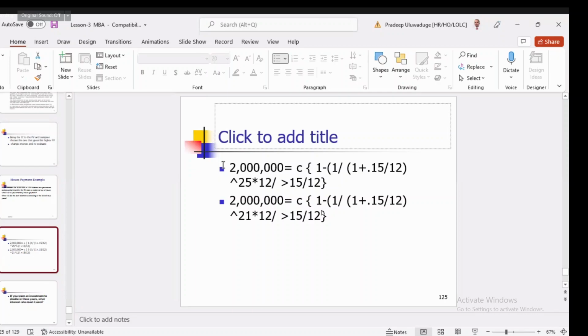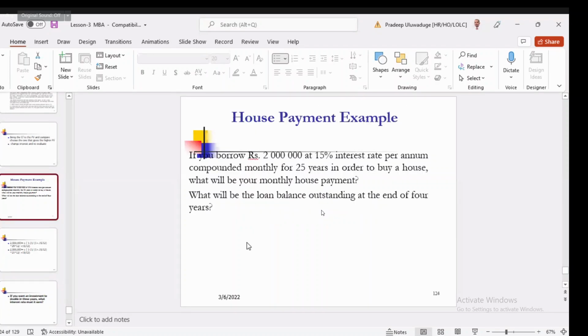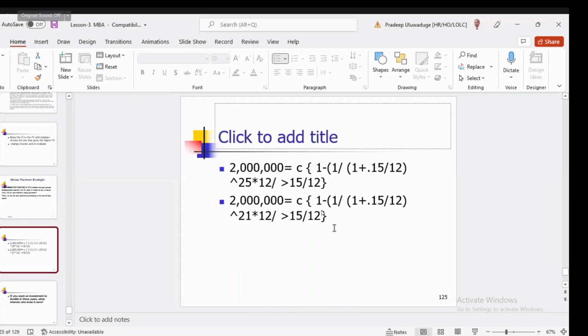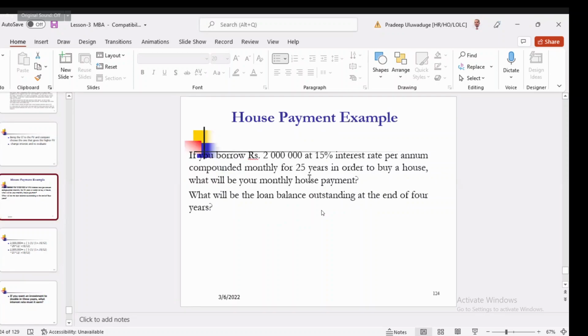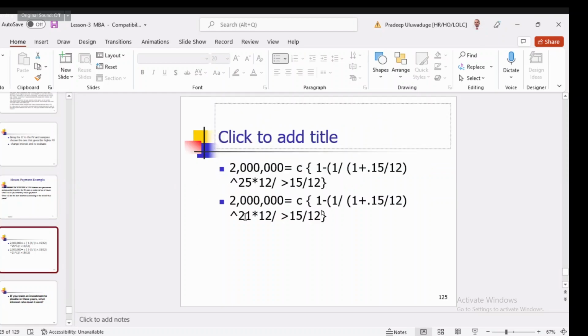And you can find the monthly payment by solving for C. Right? And then what will be the loan balance outstanding at the end of 4 years? That is, after 4 years, what is left, the number of years left. So out of 25 years, after 4 years means 21 years. So do the same calculation for 21 years, and that will give you the answer.